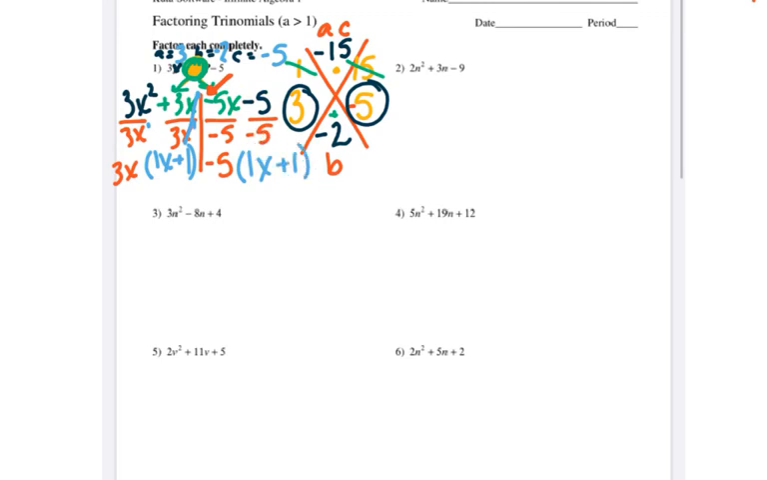You did it correctly because these match. So when they match, you just write them. We had a 1x plus 1.